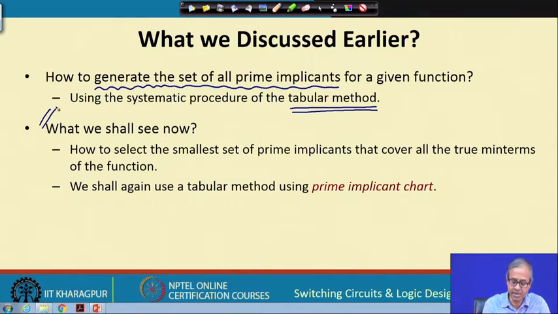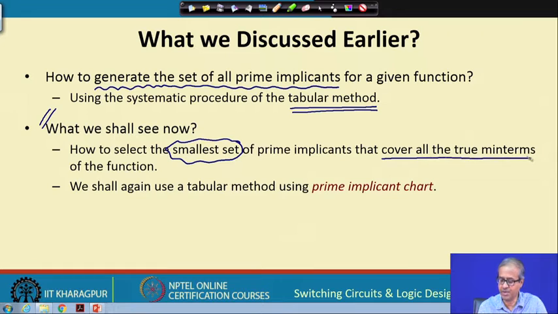So, our next step will be to select the smallest set of prime implicants that will cover all the true minterms of the function. This is very similar to what we were doing using the Karnaugh map method also. There, starting with the prime implicants which were the so called cubes that we were forming on the K map, we were selecting a minimum set of cubes that will be covering all the true minterms or the ones in the map. Exactly the same thing we were trying to do here.